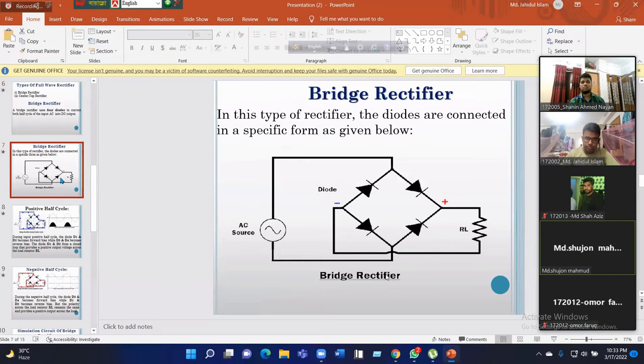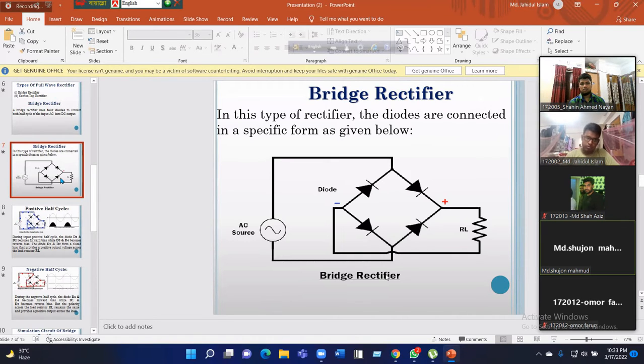Bridge rectifier. In this type of rectifier, the diodes are connected in a specific form as given below. In this circuit of bridge rectifier, when we supply the AC source, 2 diodes are forward and 2 diodes are reverse. And when we apply the positive half cycle, 2 diodes are active and 2 diodes are cut off.